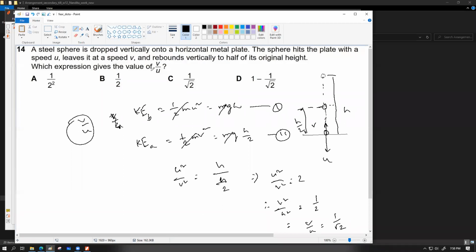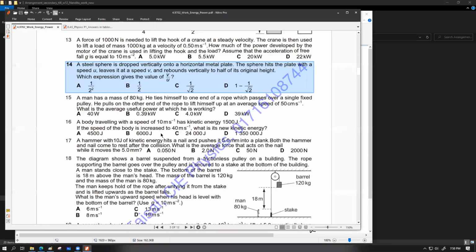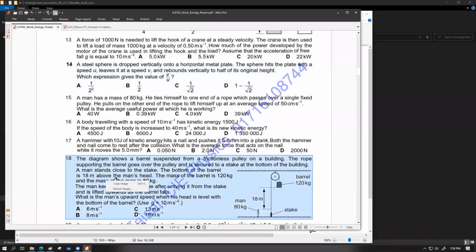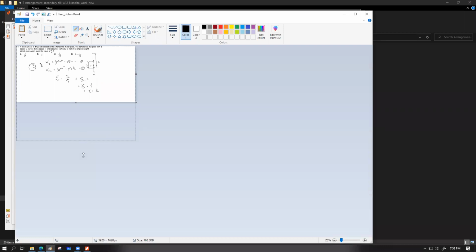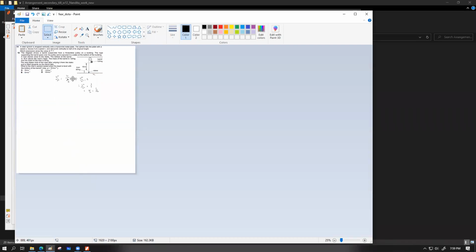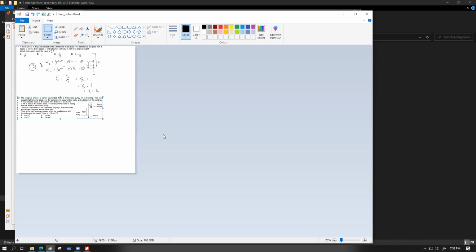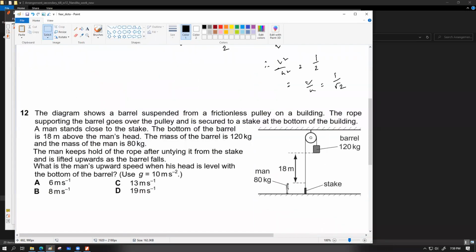That's for number 14. If you have questions, ask me, or I'm going to direct it to number 18. There is a reason to discuss number 18. Number 18 is not difficult, but there is a small bit of trick that the students sometimes miss out and make a mess with this problem. I'm going to explain that part.